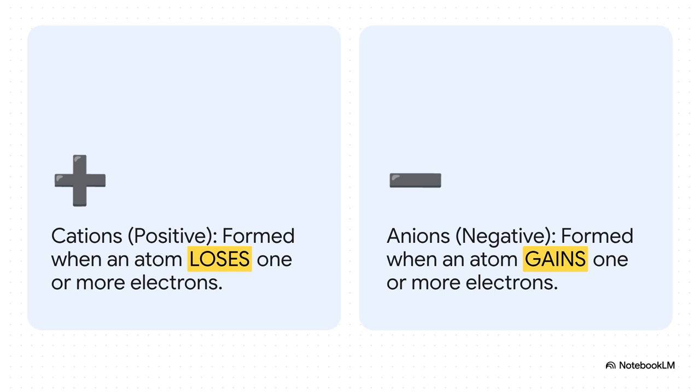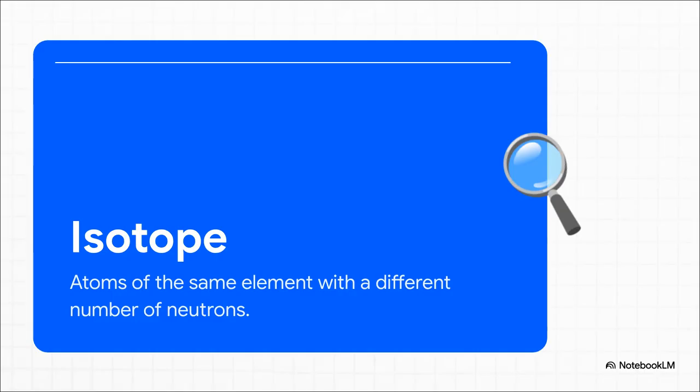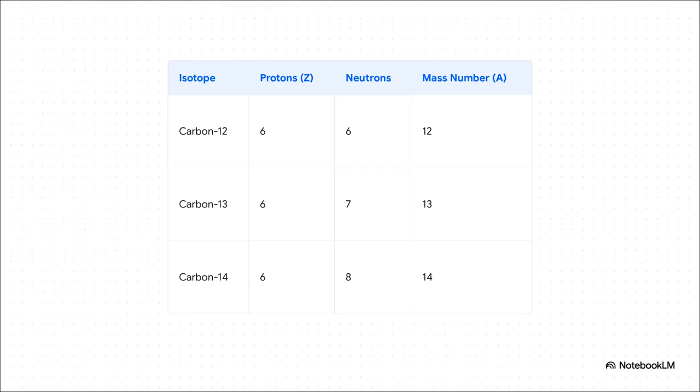If it gains an extra electron, it becomes a negative ion, an anion. Simple as that. Now, an isotope is a different beast altogether. This is all about weight, not charge. Isotopes are atoms of the very same element. So they have the exact same number of protons, but a different number of neutrons crammed into that nucleus. Carbon is the perfect example here.